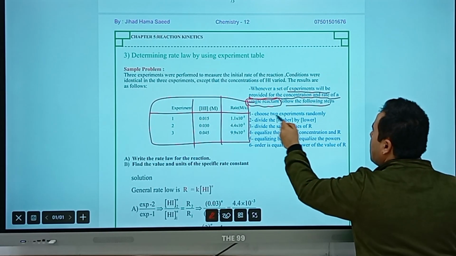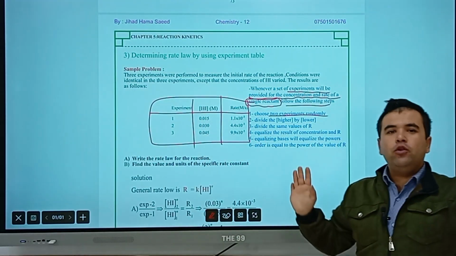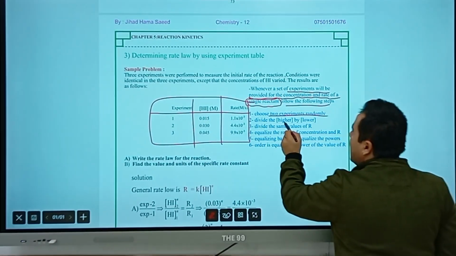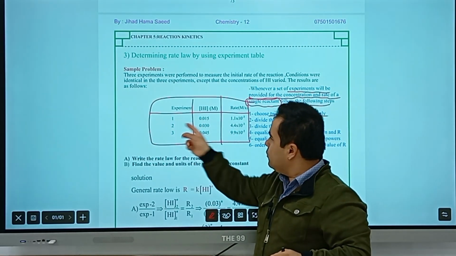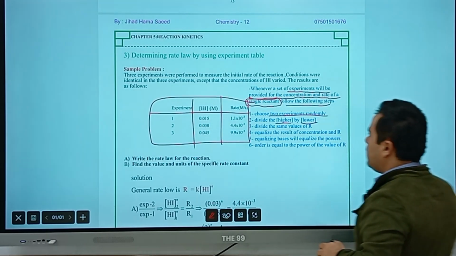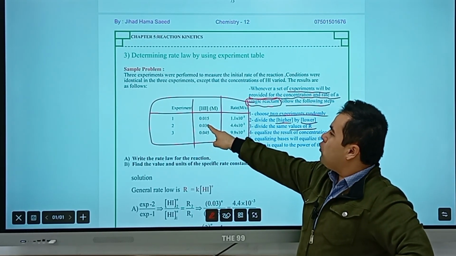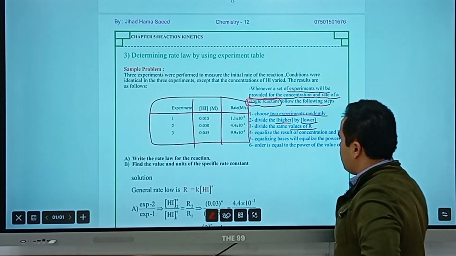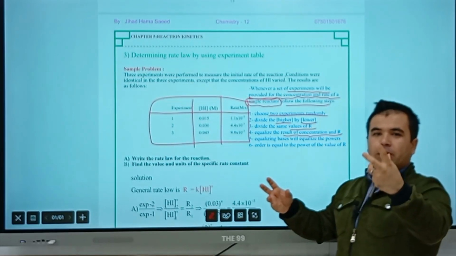First, choose 2 experiments randomly: 1 and 2, 1 and 3, 2 and 3. Divide the higher value by the lower value. For example, if we choose 1 and 2, 2 is higher, so divide experiment 2 by 1. Divide the values of R the same way. If we divide the concentrations, second by first, we divide the values of R, second by first as well. Equalize the result of the concentration and R.